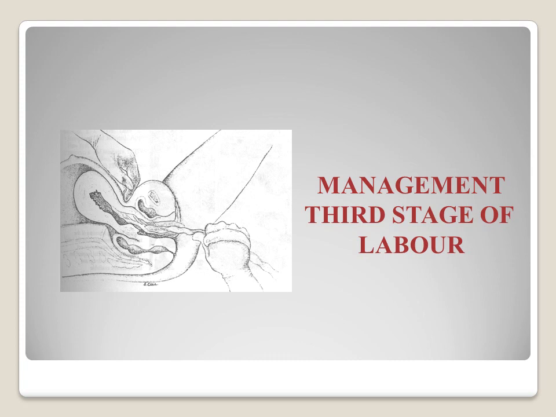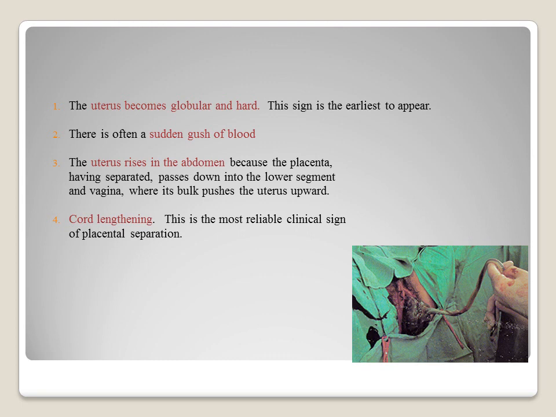We have the third stage, which is the stage of delivery of the placenta. It starts from the delivery of the fetus and ends with complete delivery of the placenta and membranes. How will we manage the case in it? We should wait for the signs of separation of the placenta before delivering it. The uterus becomes globular and hard after delivery of the baby, because the uterus becomes small in size after delivery of the baby, so separation occurs.